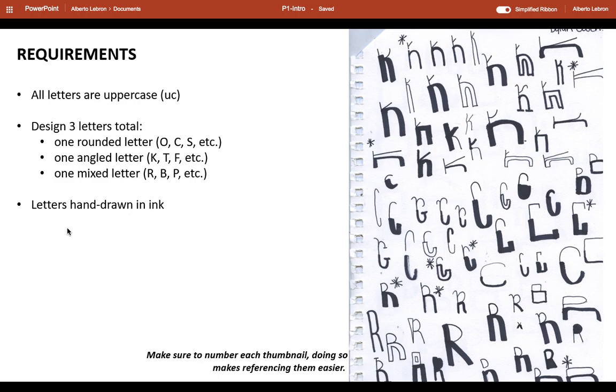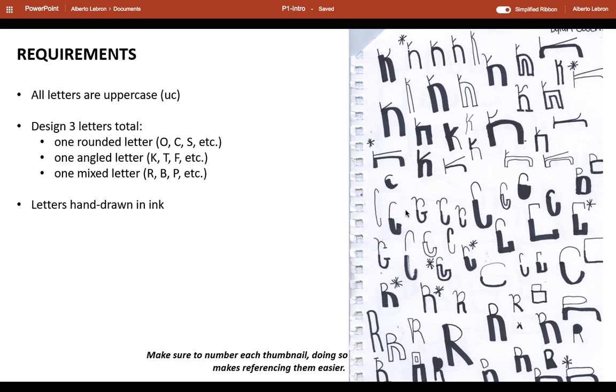The third requirement is that it needs to be hand-drawn in ink. Sitting and hand-drawing things is the best way to really get familiar with something, and we are going to get really familiar with letters for this first project.